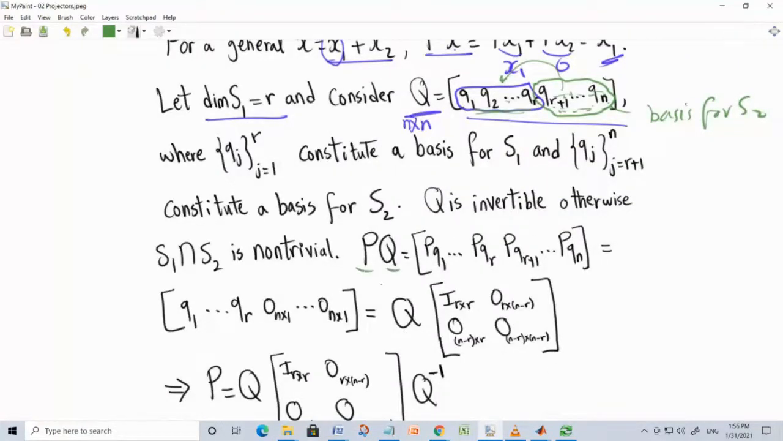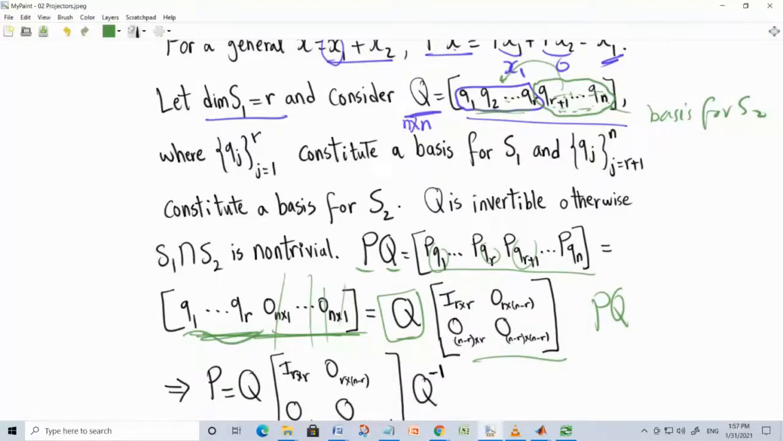Okay, multiply P by Q. So you multiply P by each column. Now Q1 up to QR are living in S1. Our rule dictates that P multiplied by those vectors will give the vectors themselves. Those other vectors are living in S2. By design, P will give you the all-zero vectors. So PQ gives you basically this matrix, in which the last columns are all zeros, and the first columns are Q1 to QR. It can be written as matrix Q multiplied by this matrix, which is the all-zero matrix, but you have an R by R identity here.